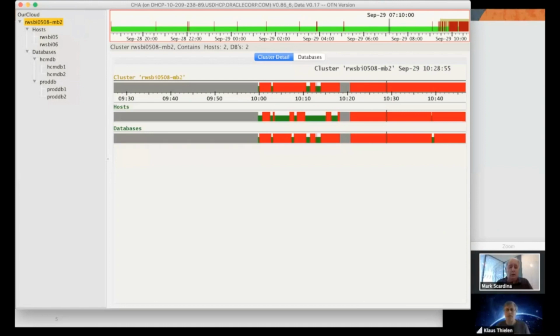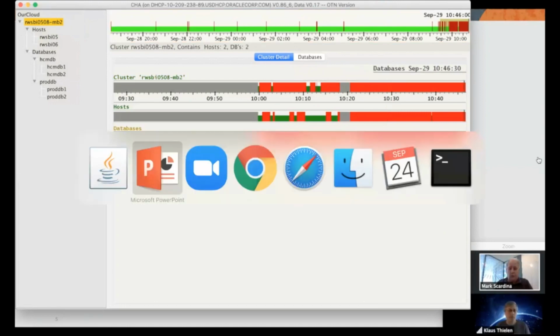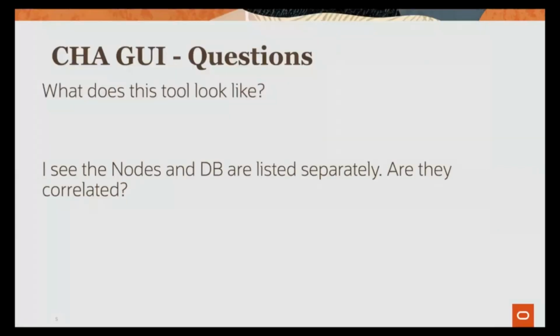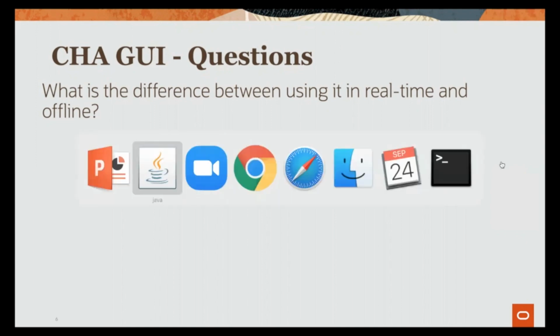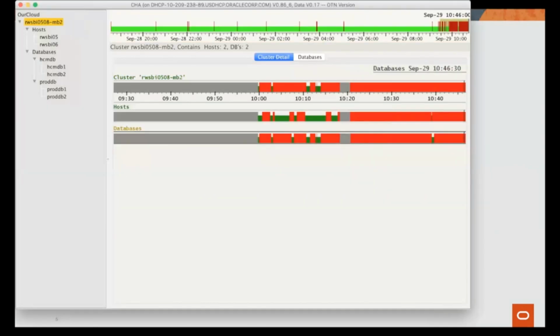All right. Let's go back. Okay. So this looks like it's not in real time, that it's sort of offline. Is there real-time capability? Yes, good. This question is very good.